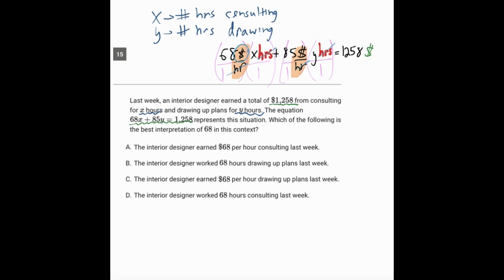So this unit conversion / guessing method is really valuable on the SAT for figuring out what are the units of items where we weren't told the units. So we just figured out that the 68 and the 55 are the number of dollars per hour. So what is the 68? It's the number of dollars per hour as it pertains to the consulting, because the X was the number of hours consulting. If it had been the Y, it would have been the dollars per hour for drawing. Now, which answer says that? $68 per hour consulting. That's perfect, and that's answer choice A.